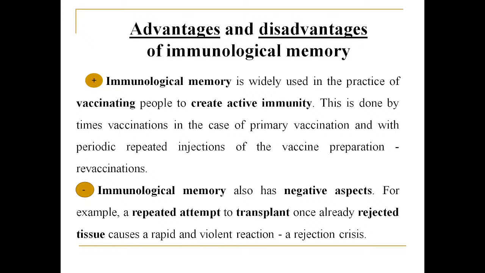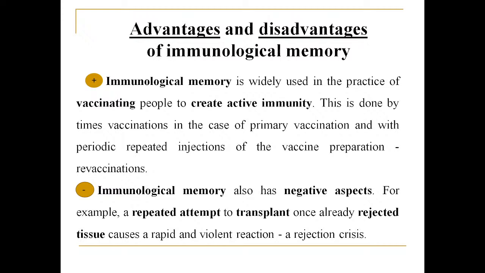There are some pluses and minuses, or advantages and disadvantages, of immunological memory. What are the positive sides of immunological memory? Immunological memory is widely used in the practice of vaccinating people to create active immunity. This is done by vaccination in the case of primary vaccination and with periodic repeated injection of the vaccine preparation. It is called revaccination.